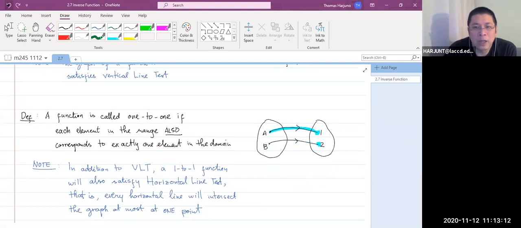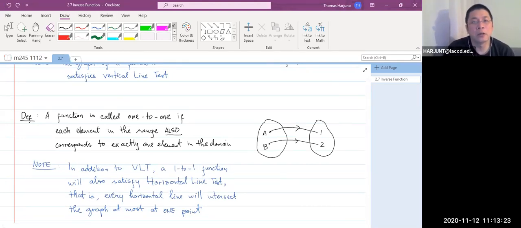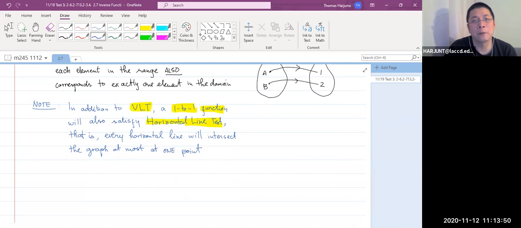Now, once we have that one-to-one function, how do we recognize the graph of a one-to-one function? Well, as a function, it has to satisfy the vertical line test. Now, as a one-to-one function, it must satisfy the horizontal line test. That is, every horizontal line will intersect the graph at most at one point. Now, let's see some examples.